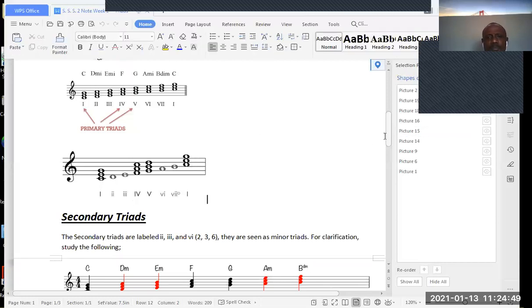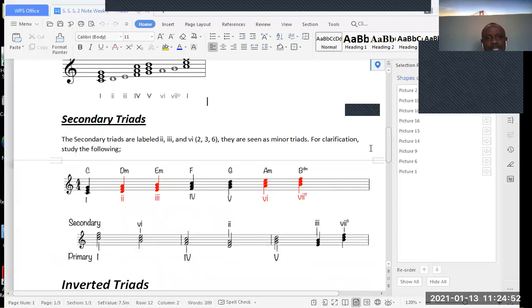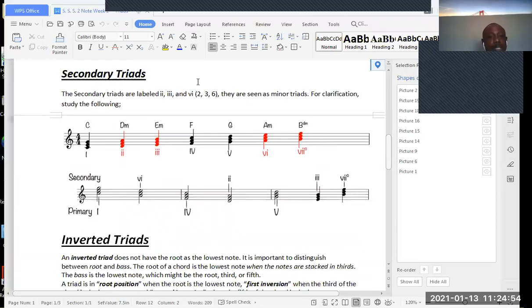Now let's talk about what we call a secondary triad. You know, I said triad, we have it in two categories.